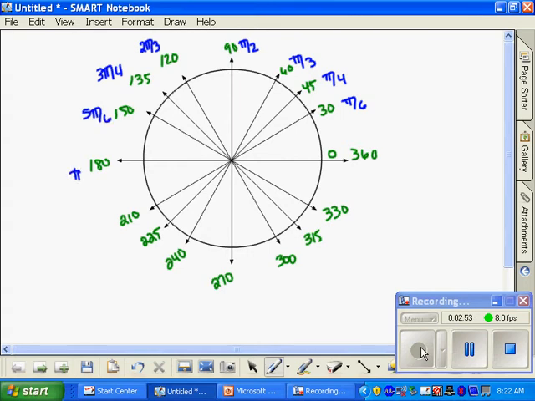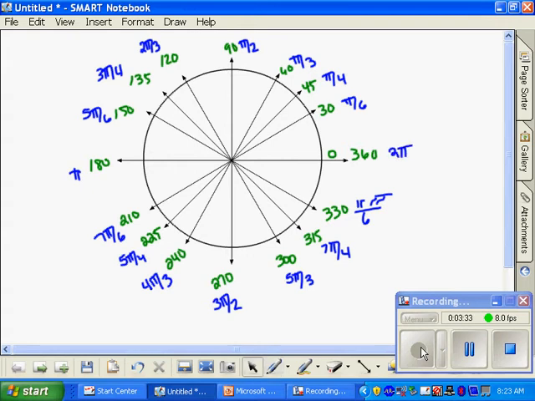180 is pi. 210 is 7 pi over 6. What's 225? 5 pi over 4. 240 is 4 pi over 3. 270 is 3 pi over 2. 300 is 5 pi over 3. 315 is 7 pi over 4. And 330 is 11 pi over 6. Oops, hold on, I got a little glitch on my board there. And then in my third blank up here, it's 2 pi.